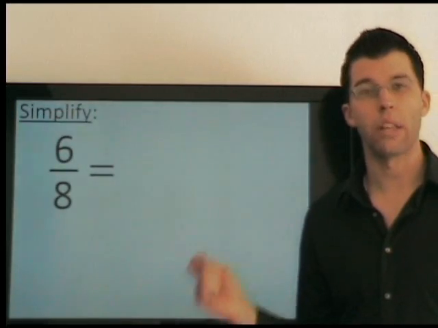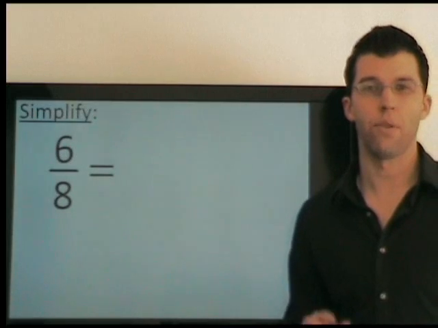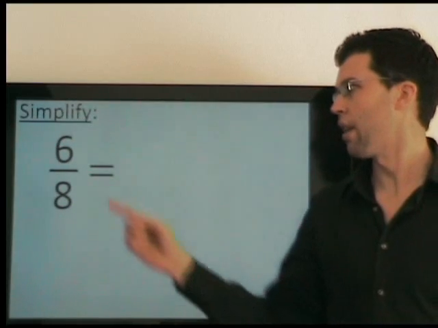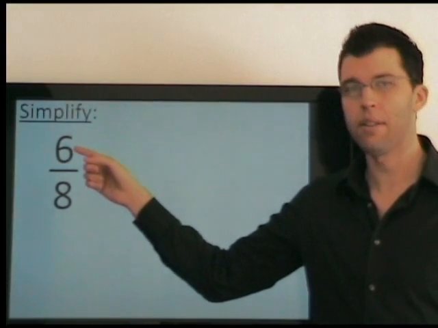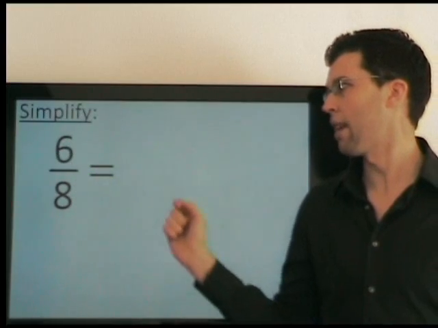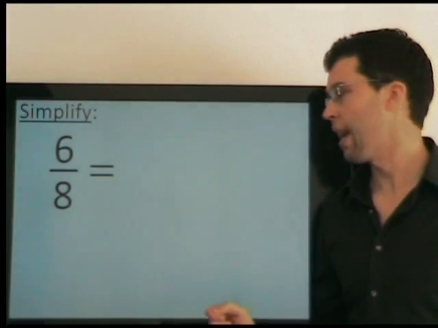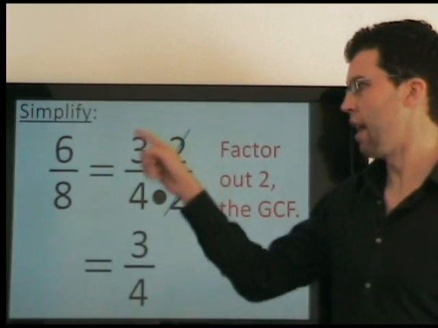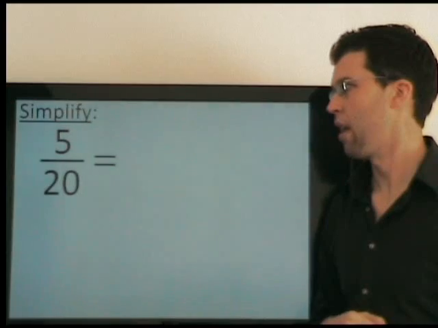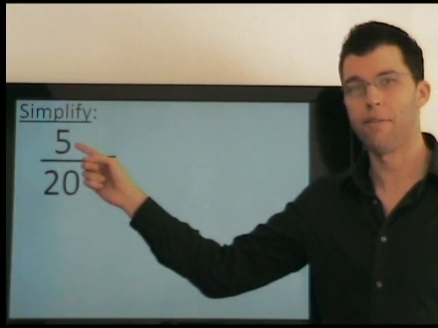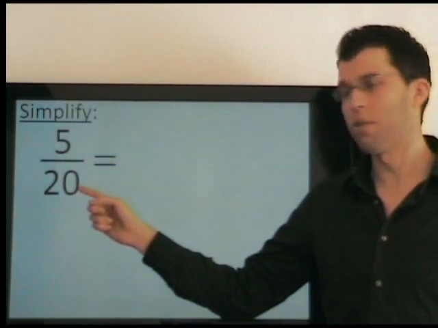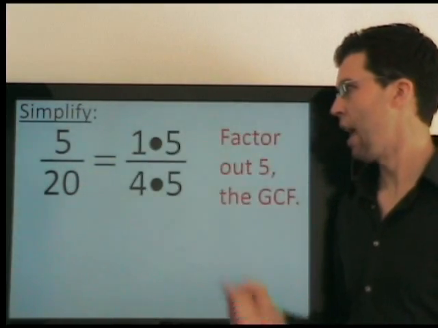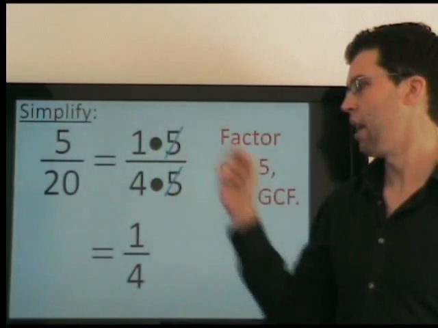Okay? I'm going to quickly go over a few examples just to give you the big picture. Then I'm going to explain all the details. So here we make a mental list of the factors of 6 and the factors of 8, and we select the greatest common factor, which in this case is 2. So we factor and cancel the 2, and what's left is the answer. Here there are only 2 factors of 5, 1 and 5. And 5 is also a factor of 20, so we factor out 5, the greatest common factor, and we cancel, and what's left is our answer.